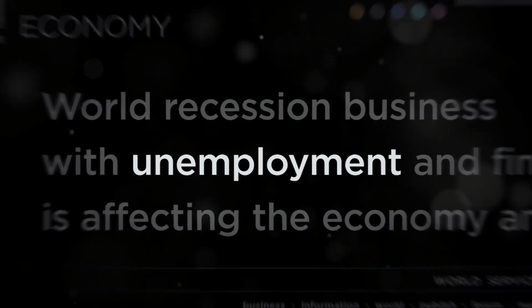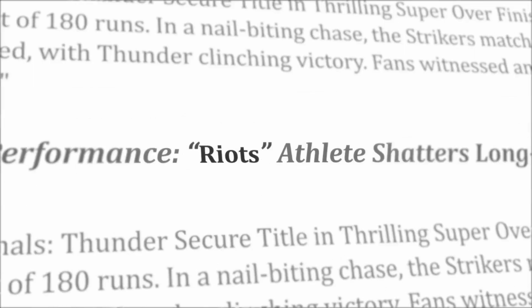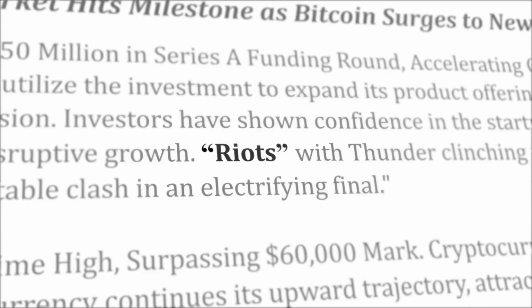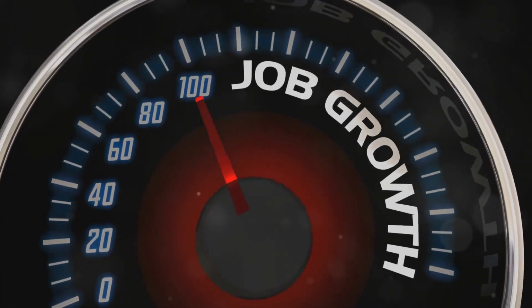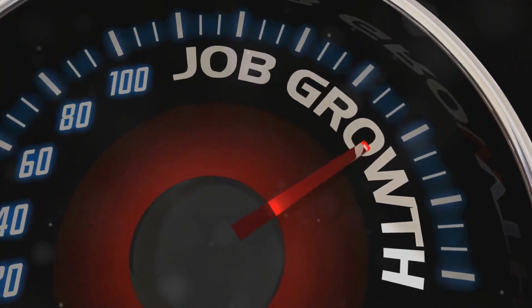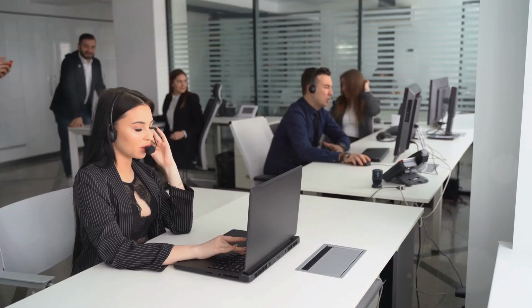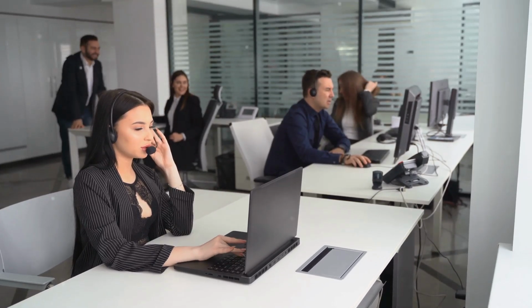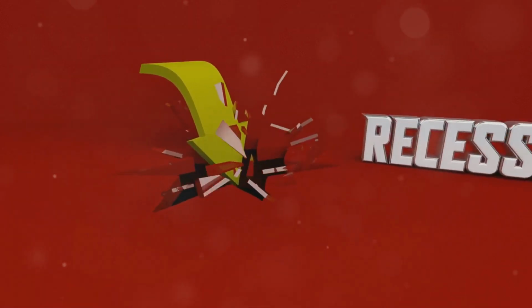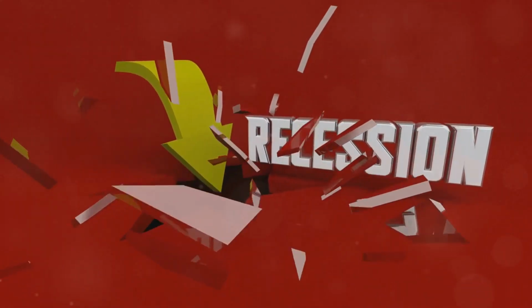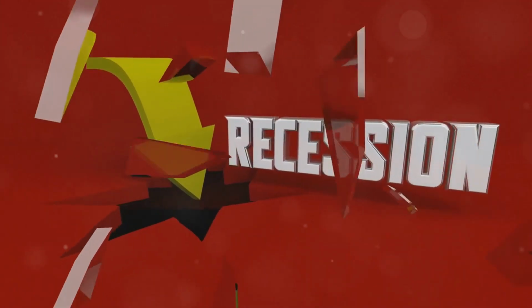The ups and downs of the unemployment rate. The unemployment rate is not static. It fluctuates constantly in response to a variety of factors. Some of the factors that can affect the unemployment rate include economic growth. When the economy is growing, businesses tend to hire more workers, which leads to a lower unemployment rate. Conversely, when the economy is contracting, businesses tend to lay off workers, which leads to a higher unemployment rate.